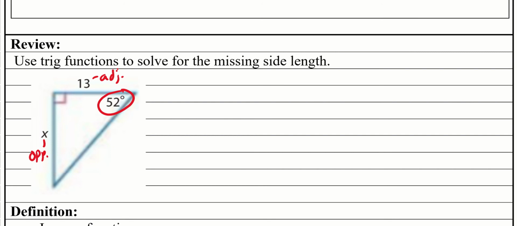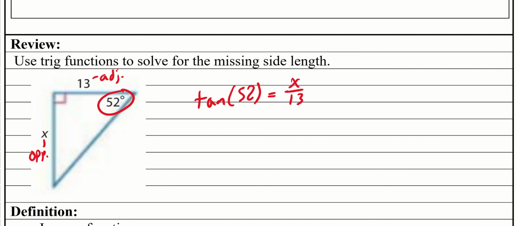Okay, so this is a good key to tell me what trig function I want to use. Well, if I'm thinking of SOHCAHTOA, remember the one that has opposite and adjacent would be tangent. And so I'm always going to set it up and say tangent of my angle, in this case tangent of 52, equals opposite over adjacent, or in this case x over 13.